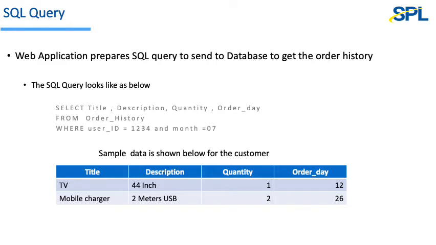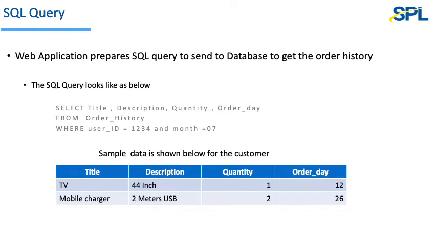Once the customer provides the input data, which here is the month, and searches the order history, the form order history process the SQL query. It selects the display information from the order history table. It selects title, description, quantity and order day from the table order history.